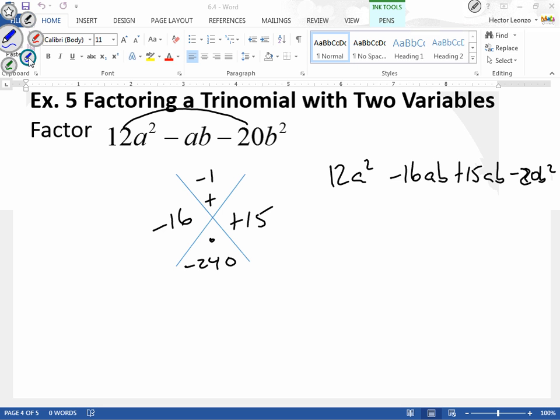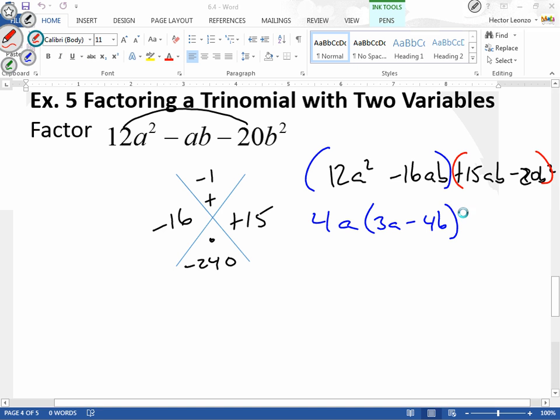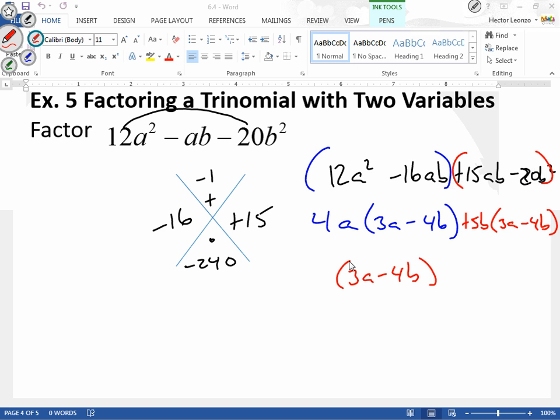All right, looking at the first two terms, I can factor out 4a, so I'm going to have 3a minus 4b. Looking at the second group, I can factor out 5b, and I'm going to have 3a minus 4b. So my factors are going to be 3a minus 4b and 4a plus 5b.